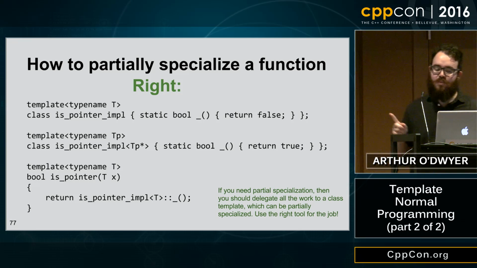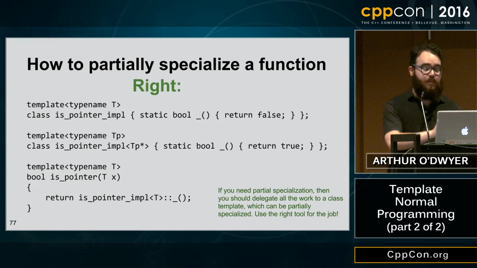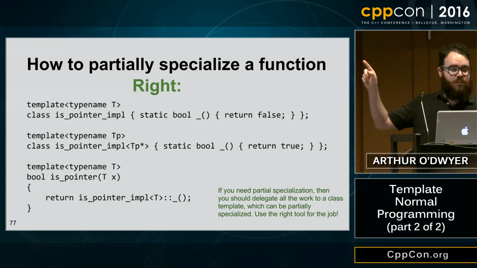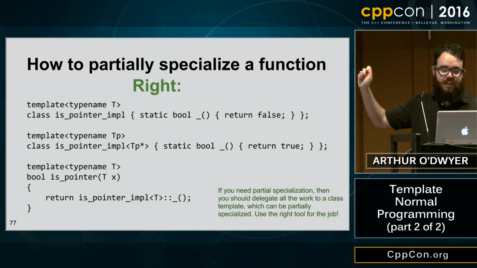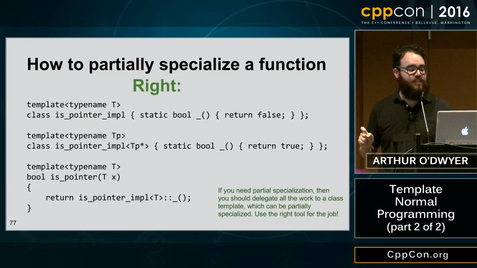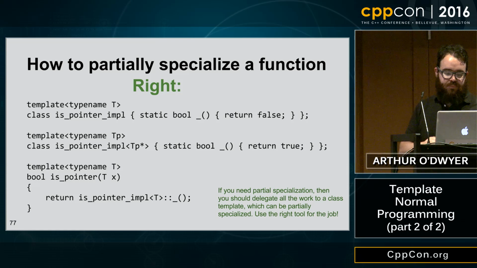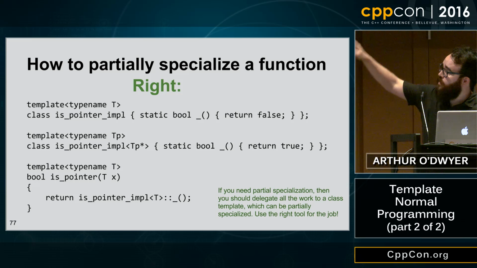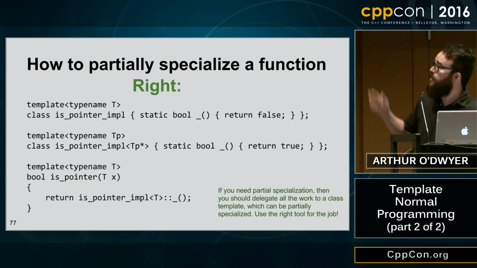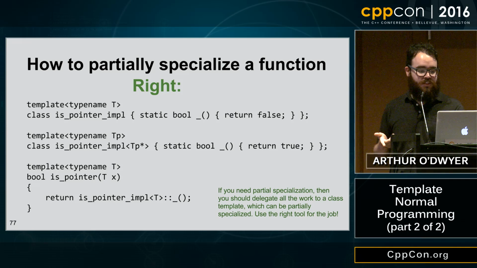So in this case, I have a single function template called isPointer, and all it does is instantiate one of these two class templates. I have a primary template at top, and I have a partial specialization of this class. And this is a partial specialization because it's got angle brackets after the name isPointerImpl. That means it's a partial specialization. And I just dispatch to one or the other of them, and it works. And this is also how I could implement the isVoid trait earlier using a full specialization.